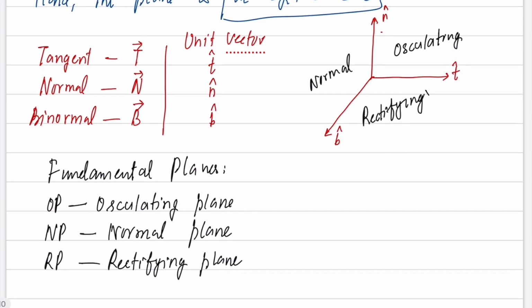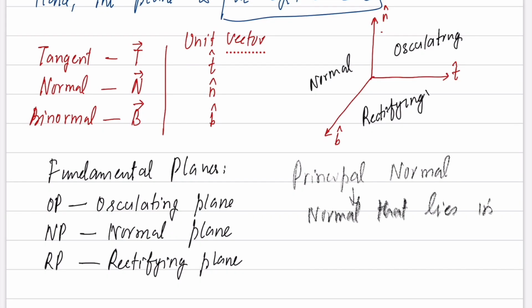Now, as we understand it, the osculating plane has the binormal perpendicular to it. Similarly, the normal plane has the tangent to the curve perpendicular to it, and the rectifying plane has the normal perpendicular to it. Here we also have one more definition, the principal normal. What do we mean by principal normal? A normal that lies in the osculating plane is called a principal normal.